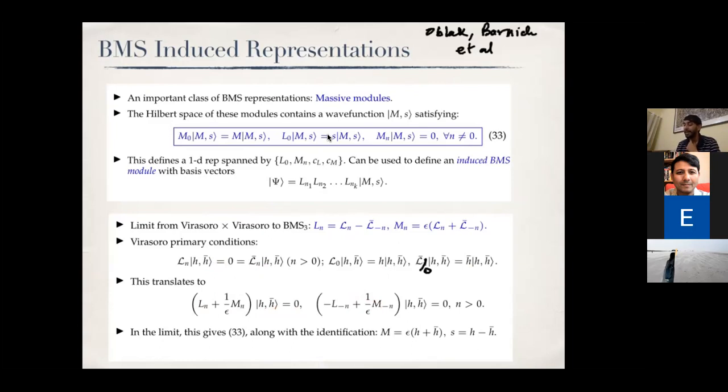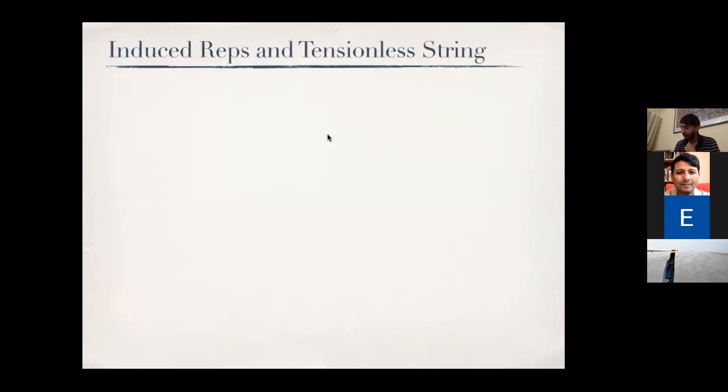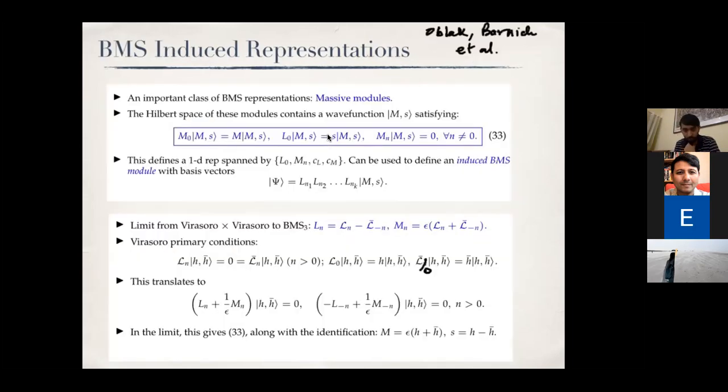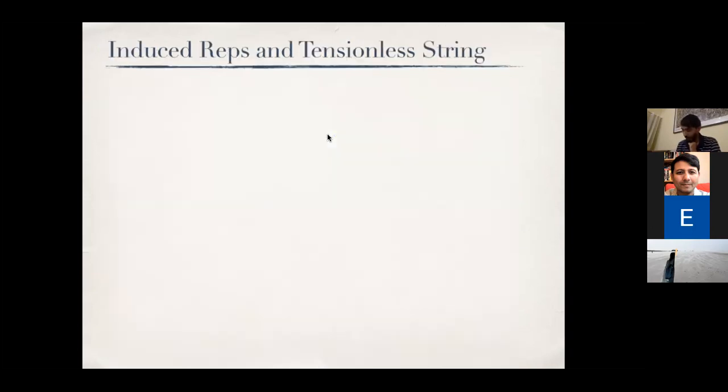So you see in the limit of epsilon going to 0, the things that are left are Mn for n greater than 0 annihilating the state, and Mn for n less than 0 also annihilating the state. Sorry. And there's also the identification of M with epsilon times h plus h bar and S with h minus h bar. Very good.